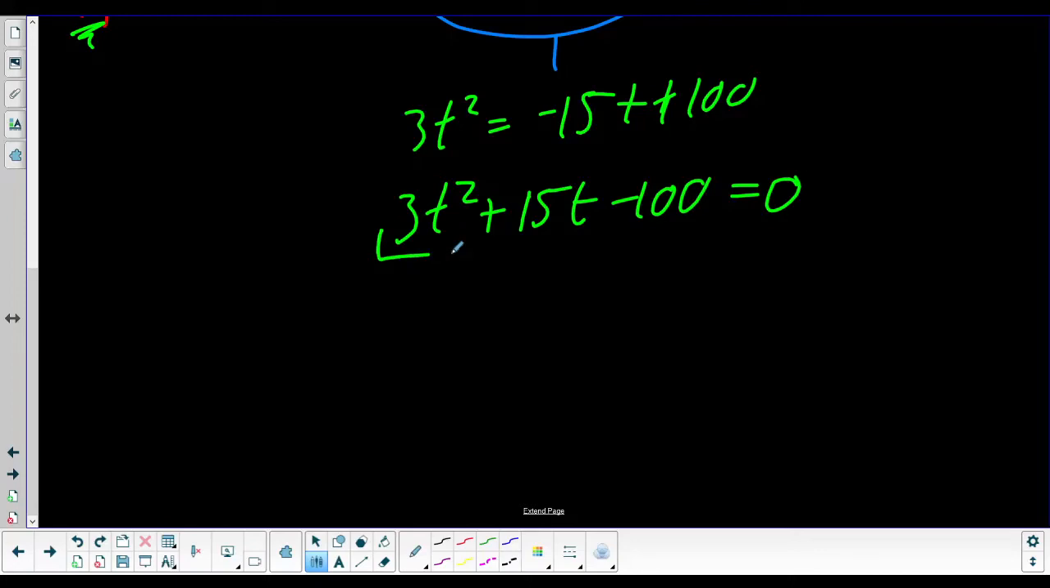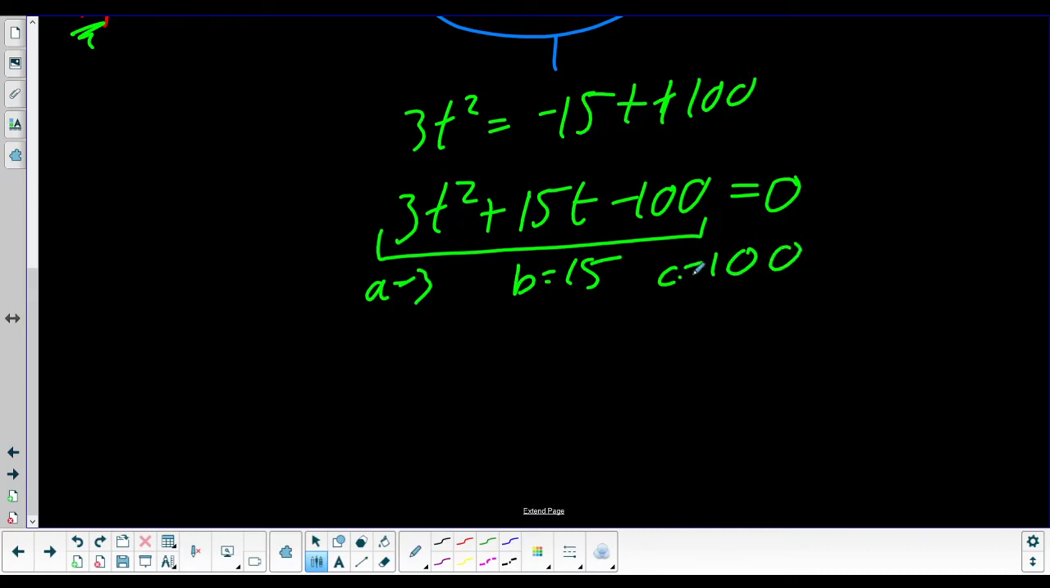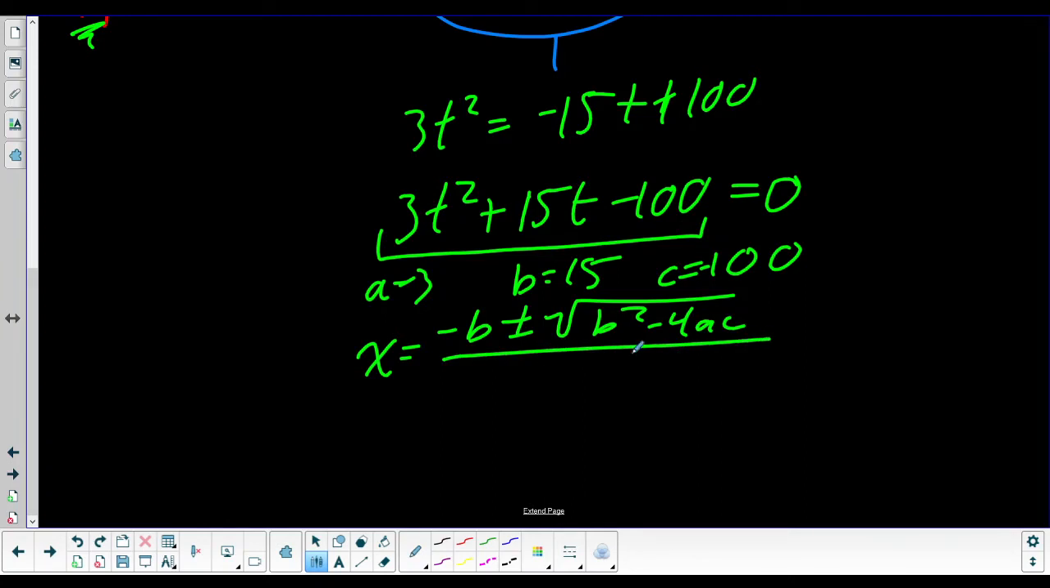And now this thing is a quadratic. How interesting. To solve this, unfortunately, there's not a nice way. There's not a good physics trick I can teach you. We're just going to beat this thing to death with the quadratic formula. So a is 3, b is 15, c is negative 100. The quadratic formula is x equals negative b plus or minus the square root of b squared minus 4ac all over 2a. And we're going to plug our numbers in.